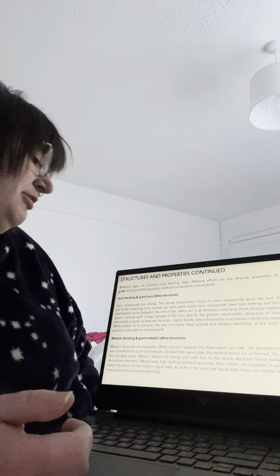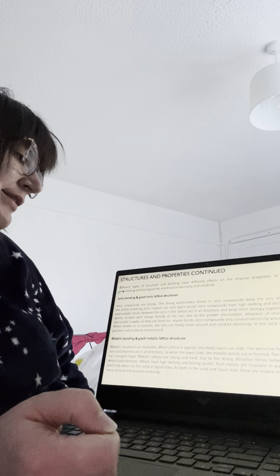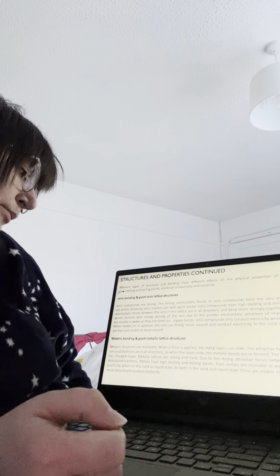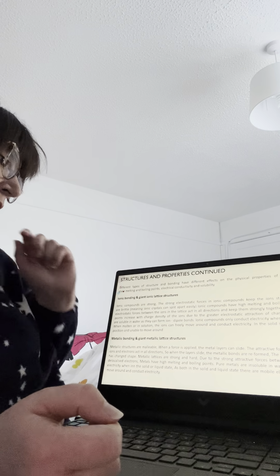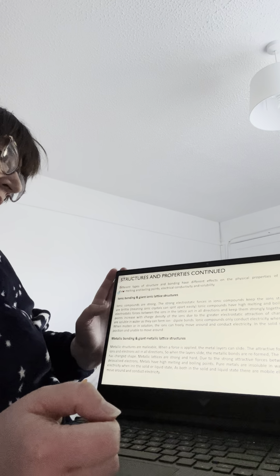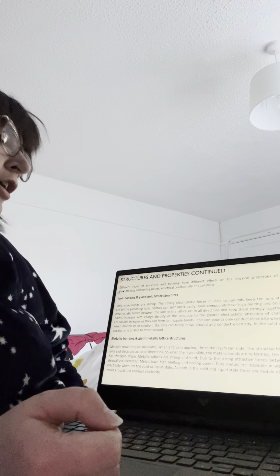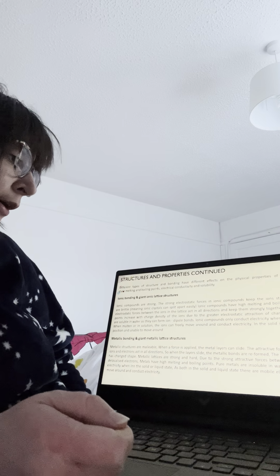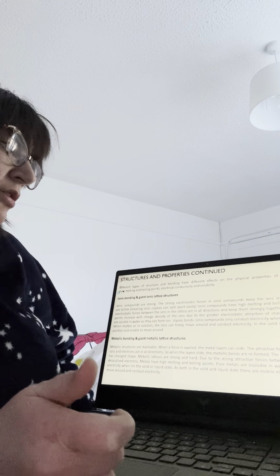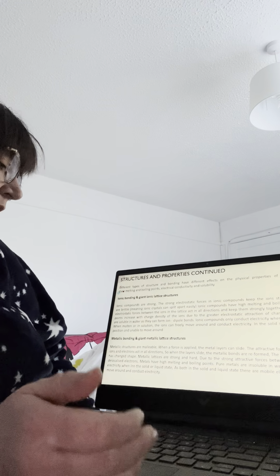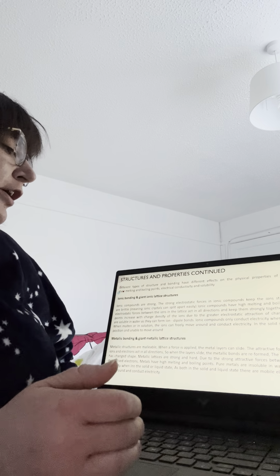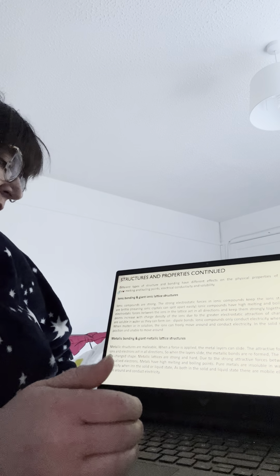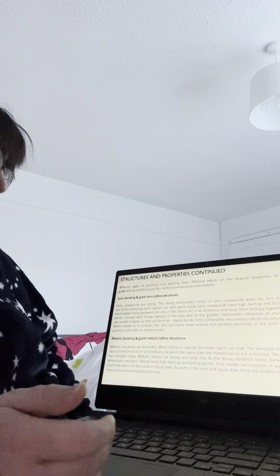The strong electrostatic forces between ions in the lattice act in all directions and keep them strongly together. Melting and boiling points increase with charge density of the ions due to the greater electrostatic attraction of charges. Ionic compounds are soluble in water as they can form ion-dipole bonds. Ionic compounds only conduct electricity when molten or in solution. When molten or in solution, the ions can freely move around and conduct electricity. In the solid state, they're in a fixed position and unable to move around.